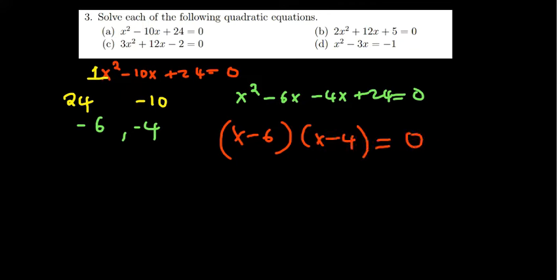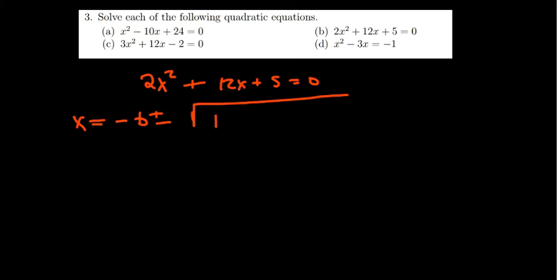So that's why I say factorization is very fast. So x is equal to 6, x is equal to 4. The other way I think about this is, whenever the coefficient of x squared is a positive one, your answers are always going to be the factors with the signs changed. So that's how you handle it using the factorization method.